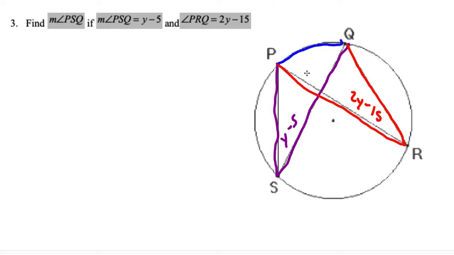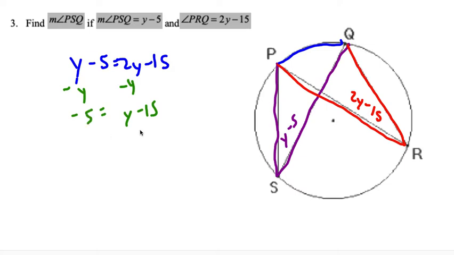Now if they both subtend the same arc, that must mean that those two angles have to be the same, right? They're both inscribed angles, which means that y minus 5 equals 2y minus 15. Now I'm going to preferentially subtract y here, and that will give me negative y minus 15 equals negative 5. Add 15, and y is 10.